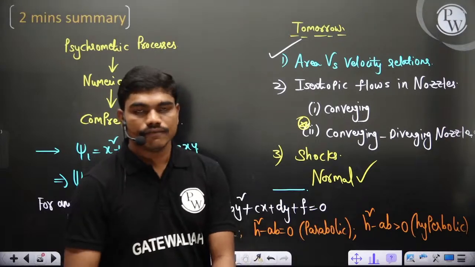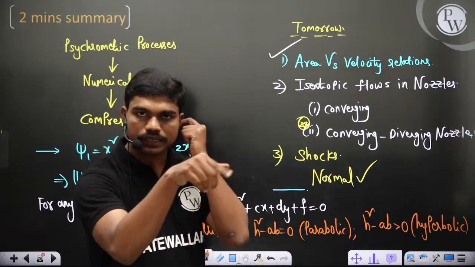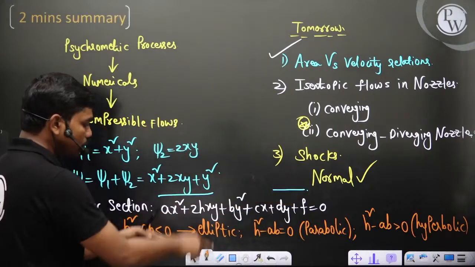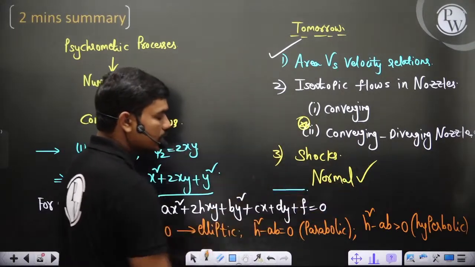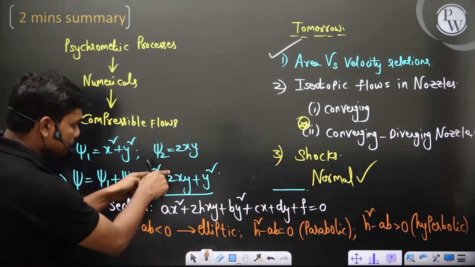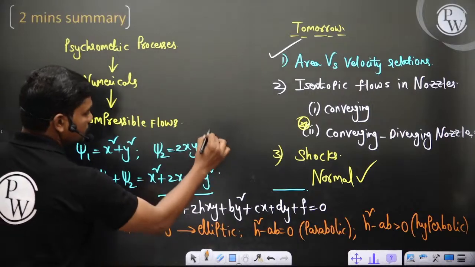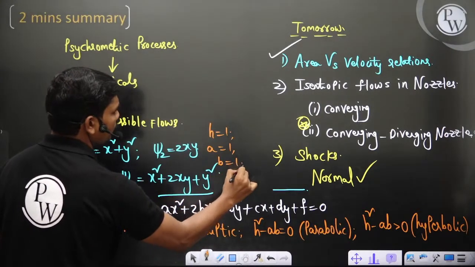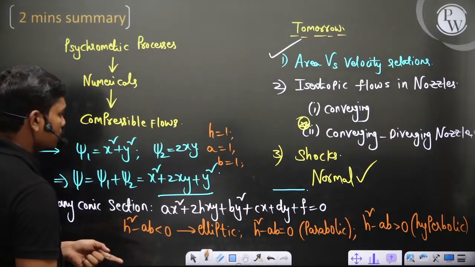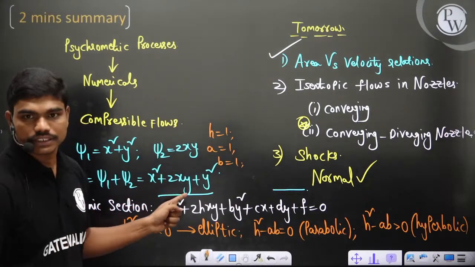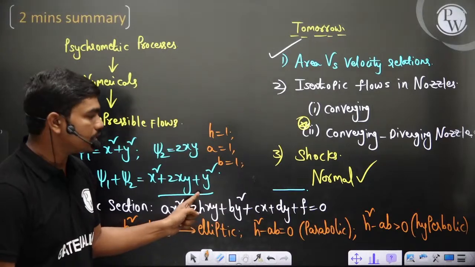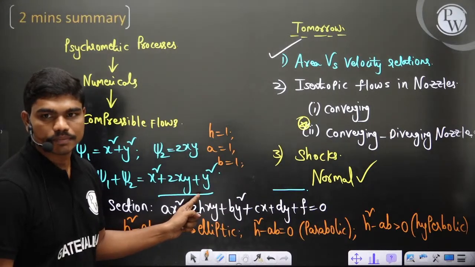Means for a section, if you put a coordinate system and try to analyze, with h, a, b you get one of three situations: elliptic, parabolic and hyperbolic. In this equation, if you compare, you will see h is equal to 1, a is equal to 1, b is equal to 1 here. Now the function which is given is x square plus 2xy plus y square. Is this what you are getting? Yes or no? Please type in the chat box.